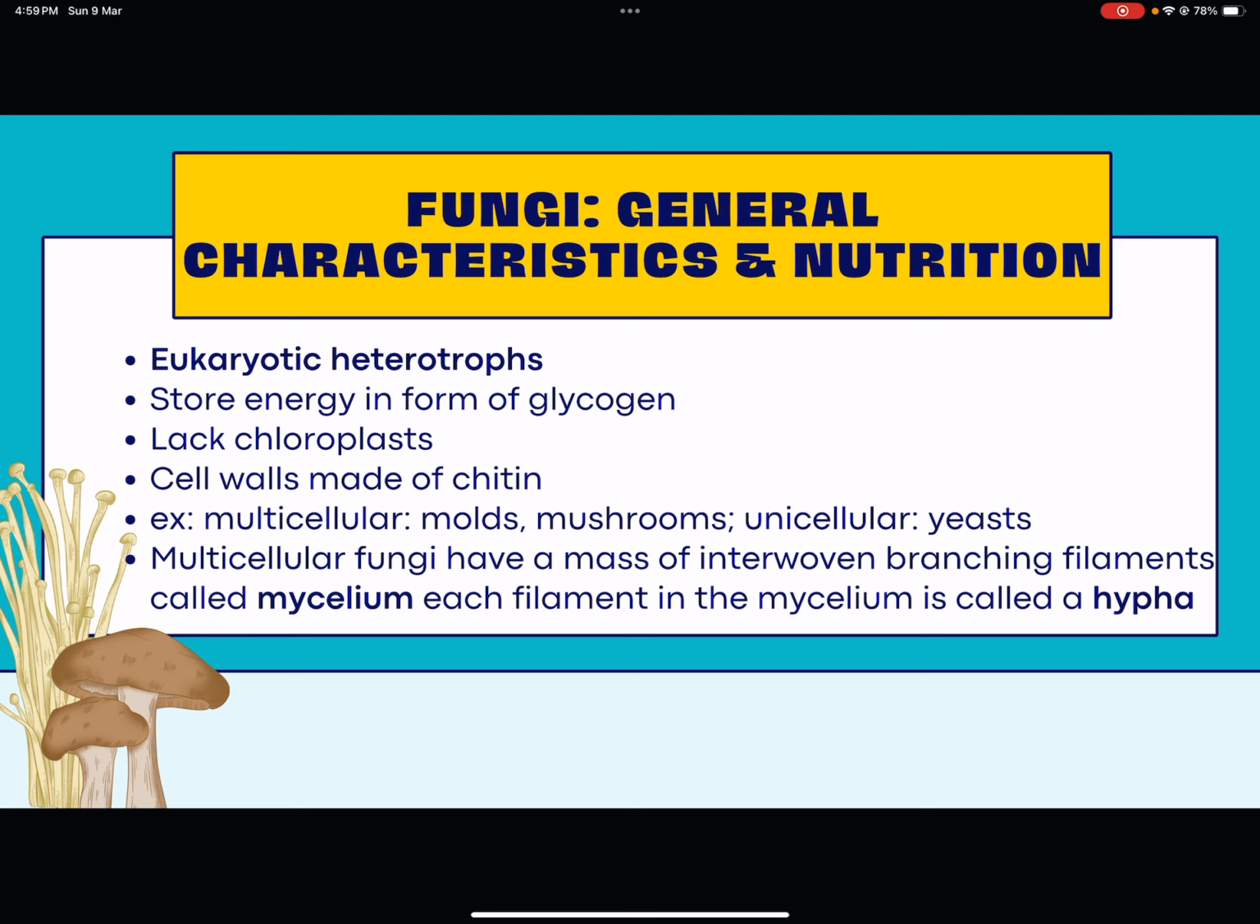Now let's talk about fungi. Fungi, we spoke about them already. They are eukaryotic heterotrophs. They lack chloroplasts, and they have cell walls made of chitin. Now, an important thing is how fungi replicate or divide. So, multicellular fungi, remember we said they can either be multicellular or unicellular. Multicellular fungi have a mass of interwoven branching filaments, which we call mycelium, and each filament in the mycelium we call a hypha.